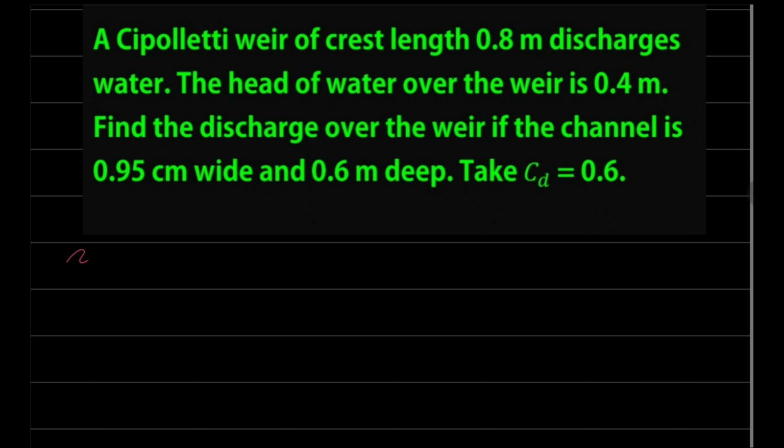So let's start for the solution of this particular problem. First of all, we will write down all the values which are given to us. The CD value is already given, that is 0.6, and the length of the weir is 0.8 meter. So L is the length of the weir, that is 0.8 meter, and the head of the weir, H value, is 0.4 meter. Now, the channel depth is also given to us, which is 0.6 meter.